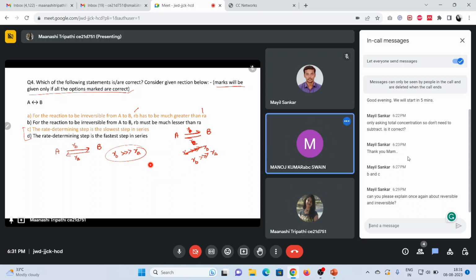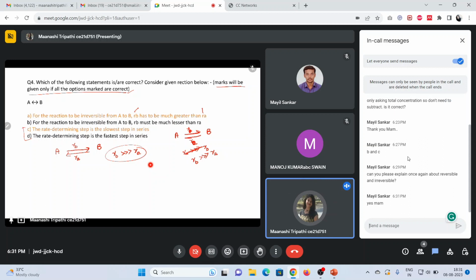Yes, I understood. When things are moving forward at a faster pace than backward, it is called an irreversible reaction, because it is not coming back, it is not reversing.